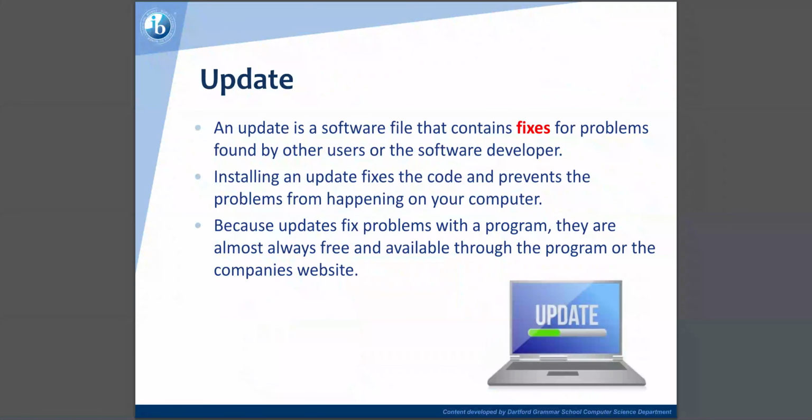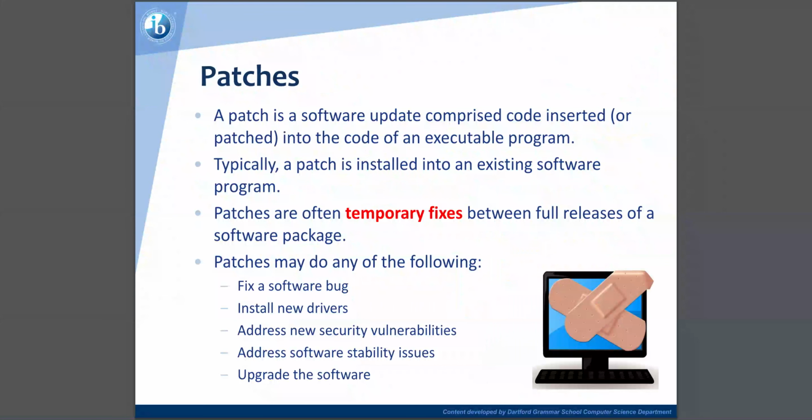While an update is usually a software file that contains fixes for problems found by a software that has already been released. Fixes means code or features that improve upon the software. And because updates fix problems with a program, they are almost always free and available through the program or the company's website. Now, what is a little bit different here is a patch, which is a software update comprised of code.